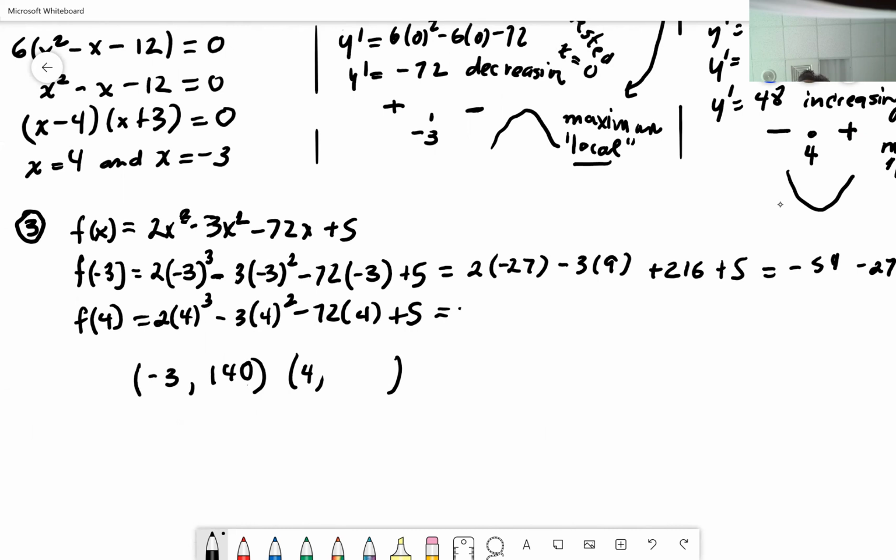And I will do it to the other side as well. 4 raised to the third power times 2, minus 3 times 16, minus 72 times 4, and then plus 5. So now I'm getting another awful number, negative 203. Okay.